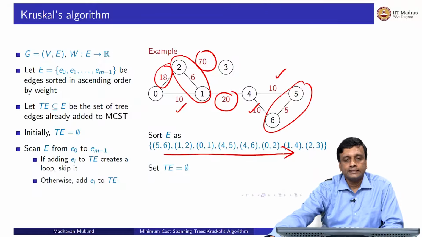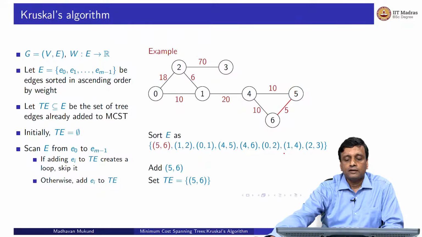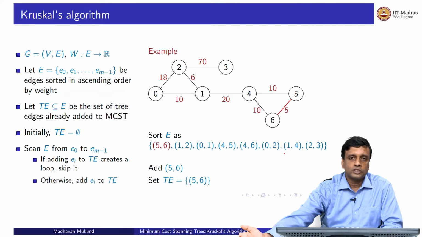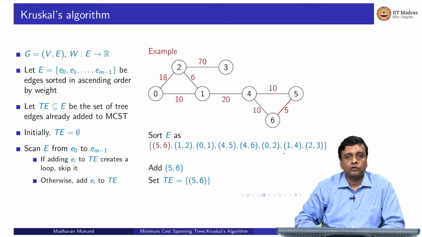So initially our tree is empty. So we can always add the smallest edge. So this is what we saw with Prim's algorithm also, that we could always start with the smallest edge, or we could start with any vertex and pick its smallest neighboring edge.